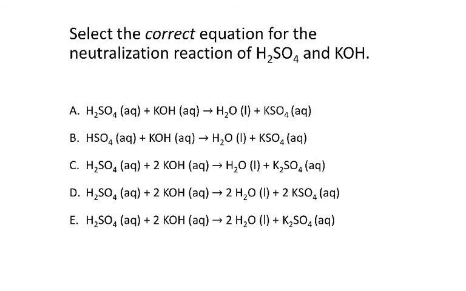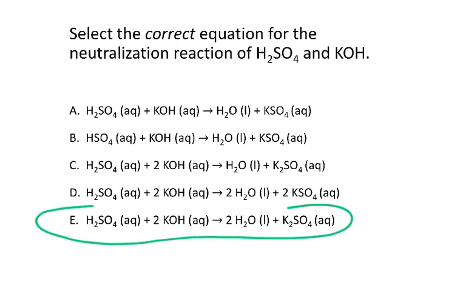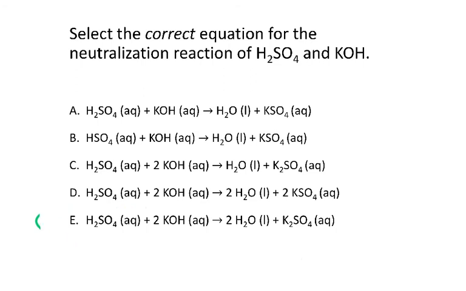Okay, welcome back. And indeed, the answer is E, right? Sulfuric acid. We were going to need 2 potassium hydroxides, get 2 water, and then the spectator salt is K2SO4. Okay, well that ends part 1. In part 2, we'll talk about carbonate ion-containing bases.